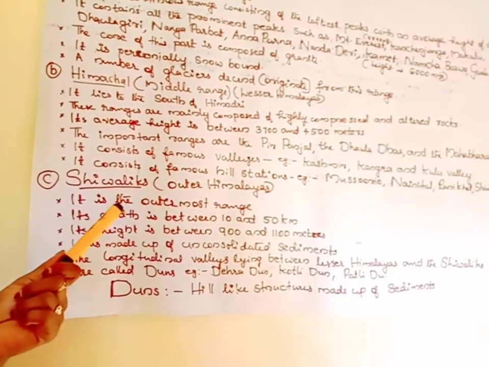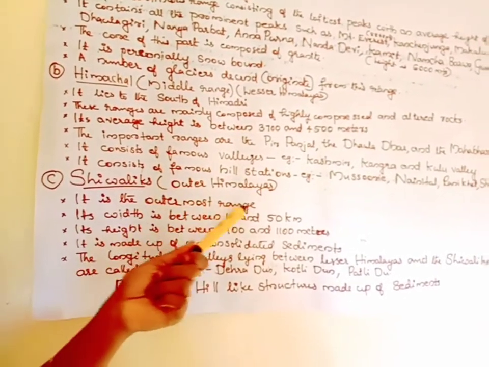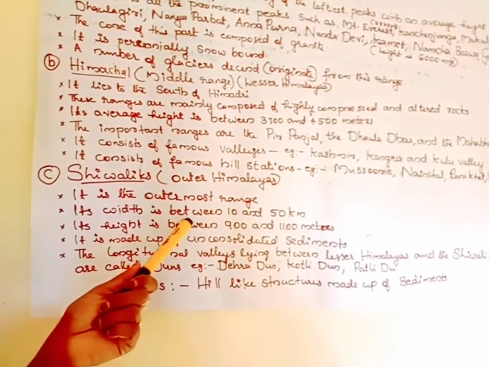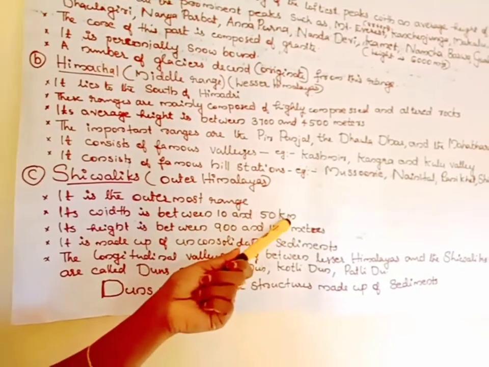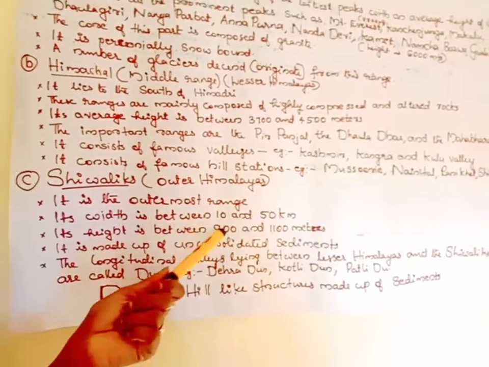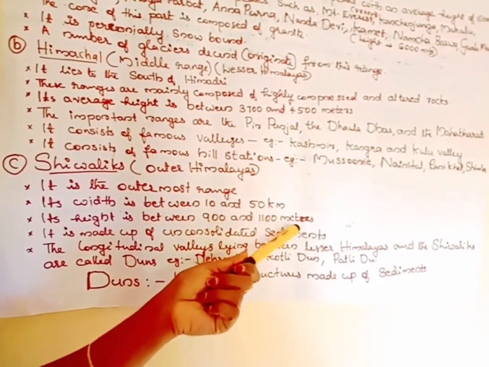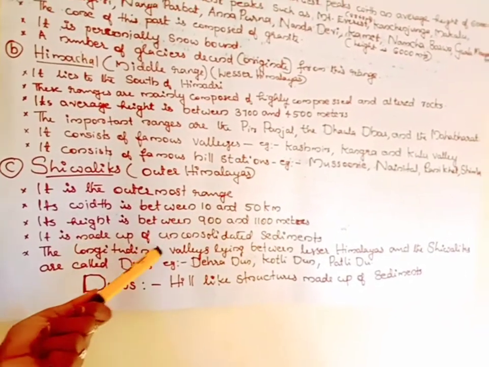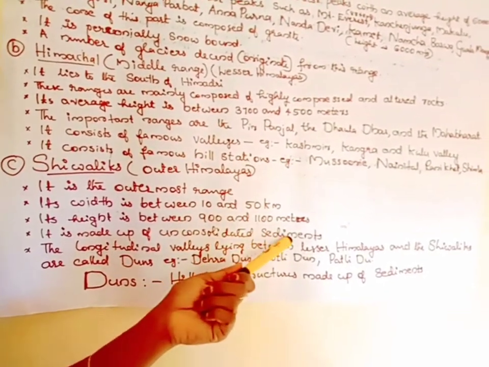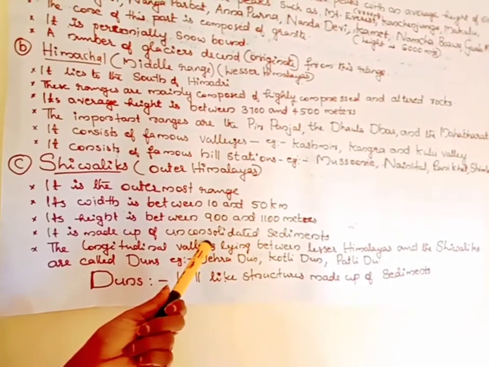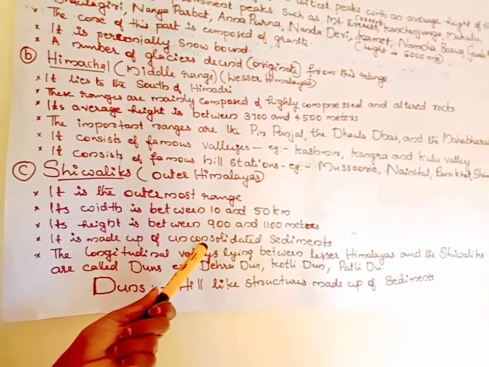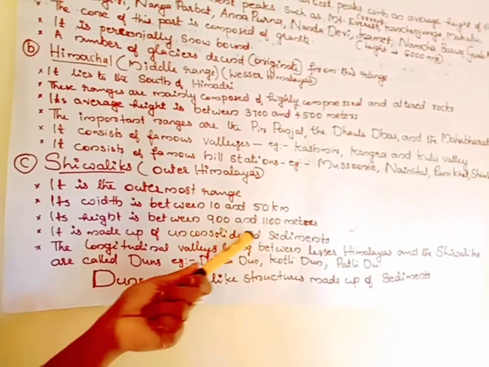What are its features? It is the outermost range. Its width is between 10 and 50 kilometers. Its height is between 900 and 1,100 meters. And it is made up of unconsolidated sediments. What do you mean by unconsolidated sediments? Loose, that is mud and rock.